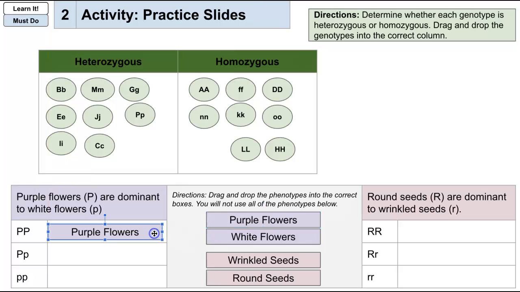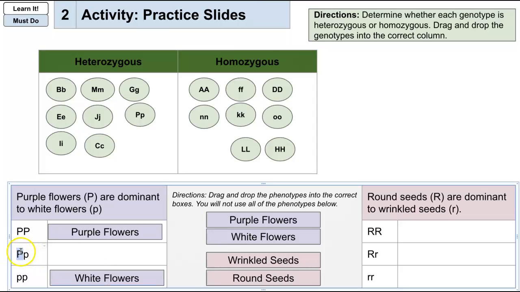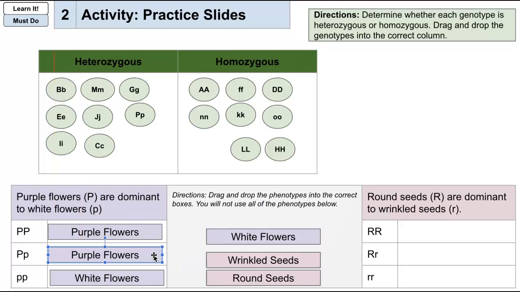We have purple flowers, which means two little p's will be white flowers. The harder one is the big P and the little p. We have one dominant allele and one recessive allele. However, because there's one dominant allele, it will always show the dominant color. So go ahead and try it on this side.